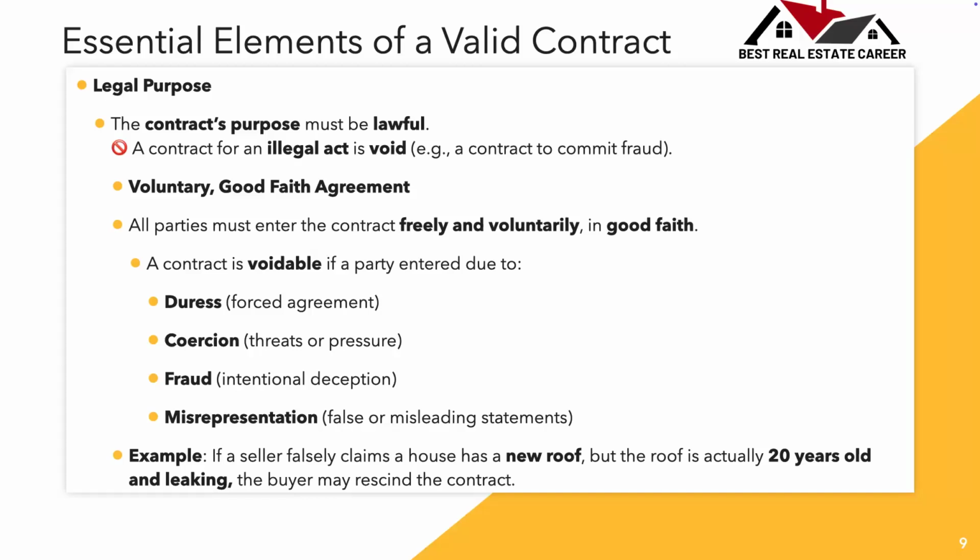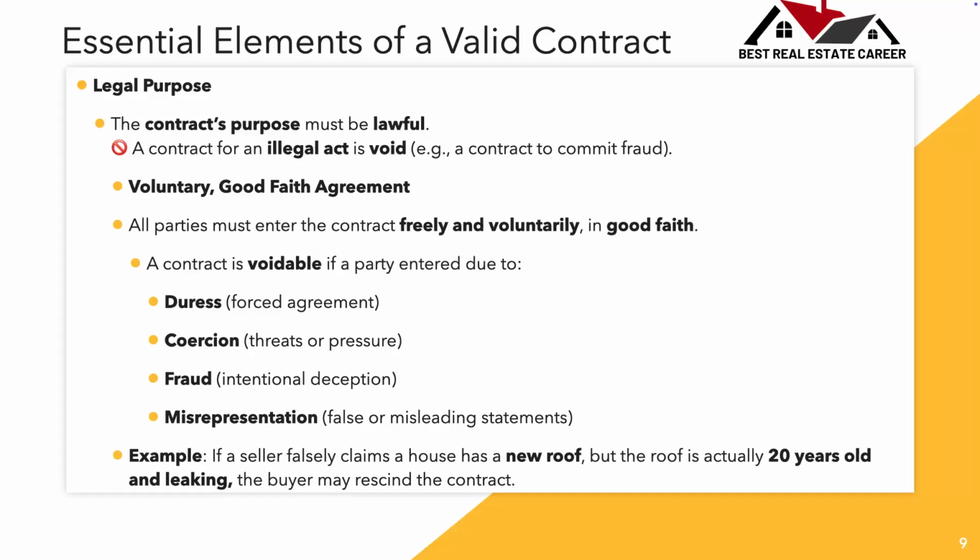If that elderly parent raises their hand somewhere along the line and says, my child actually coerced me into selling my house, now we have a void contract. That's why those are voidable, because all those things could have happened, but yet if no one knows, then they're going to go forward.